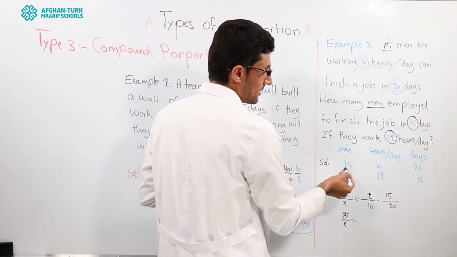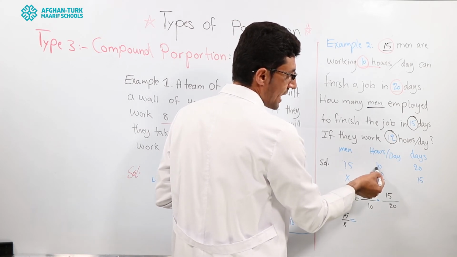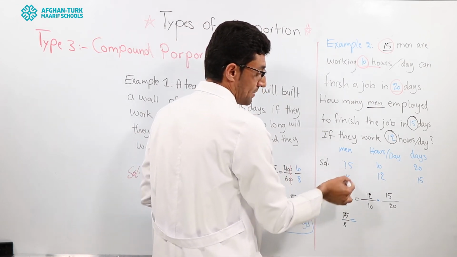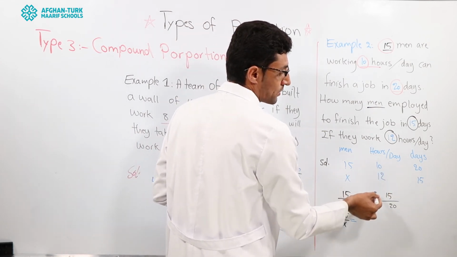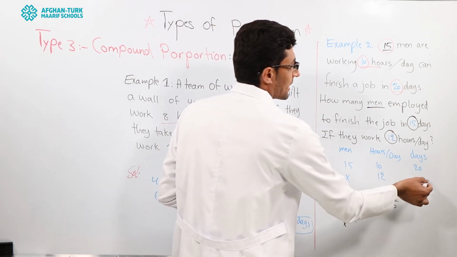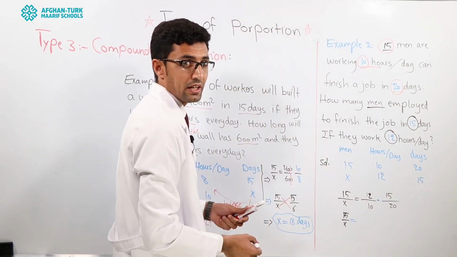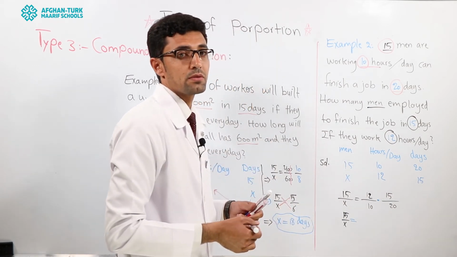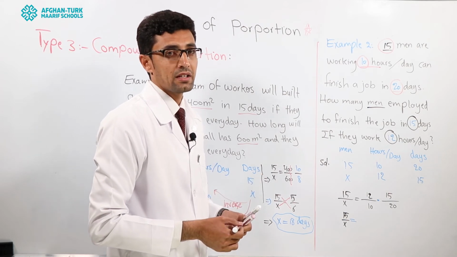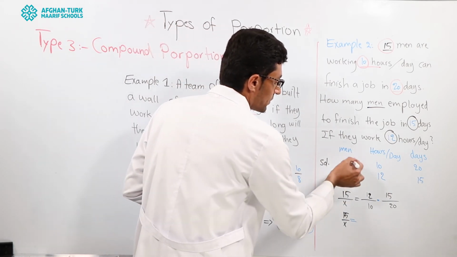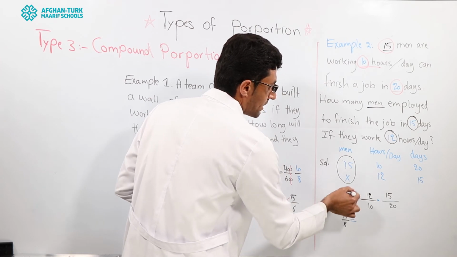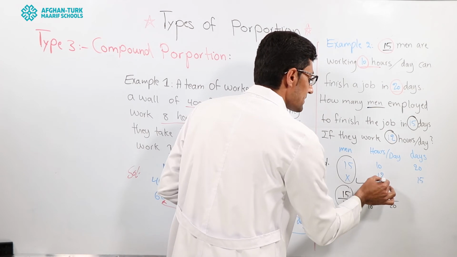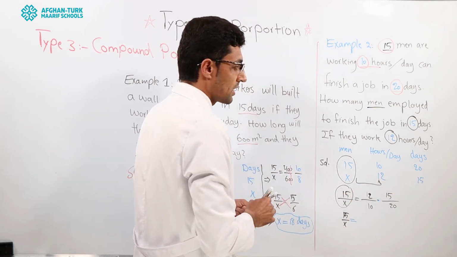Okay, 15 men, if they work 10 hours per day, it will take 20 days. And how many men should work 12 hours per day and finish it in 15 days? Okay? So, in here, what is important? That you know which one is inverse or direct proportion. At first, I have to write what? 15 over x, which is equal to, I have to compare with this. Is it direct or indirect?